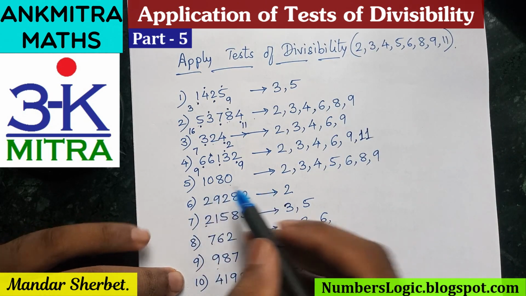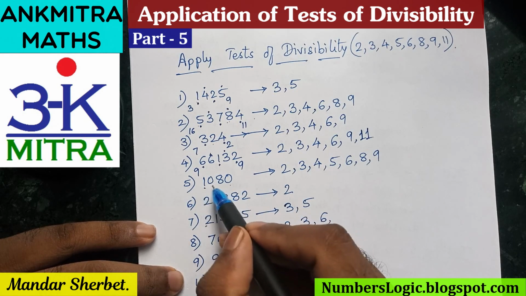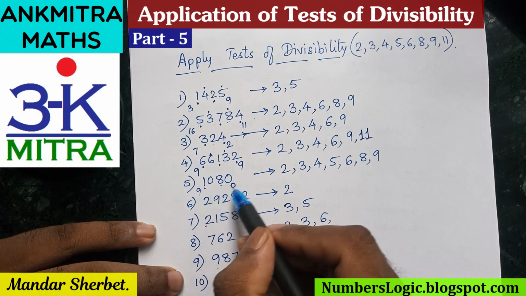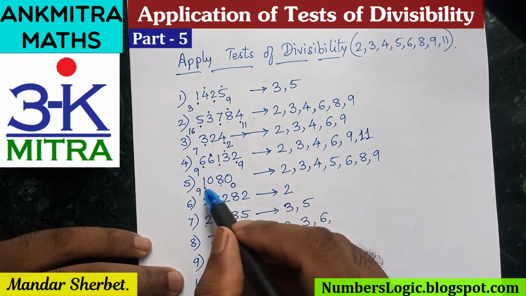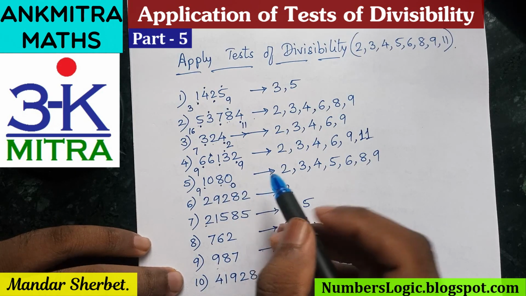Okay, moving to the next number. Its first pair is 1 and 8, that is 9. The other pair has only 0. So the difference between those two sums is 9. It's not a multiple of 11. This number will not be divisible by 11.